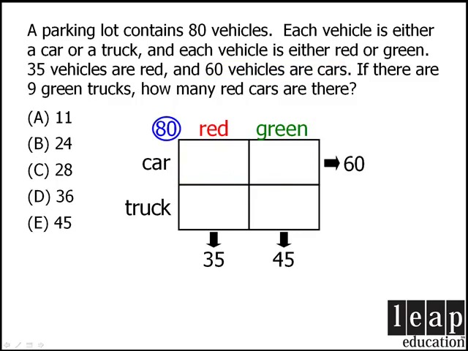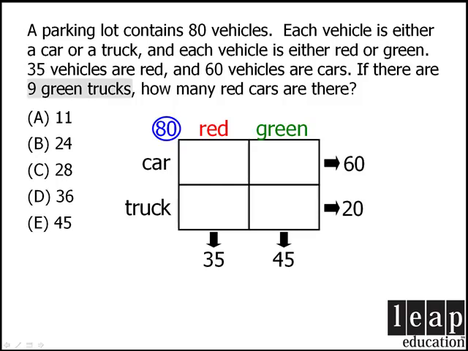Now, if we have 80 vehicles altogether and 60 of them are cars, we can conclude that the remaining 20 vehicles must be trucks. So we know that the sum of these two boxes must be 20. At this point, we cannot say how many vehicles must be placed in each of our four boxes. We only know the sums of the boxes in each row and each column. To fill each box, we now need a seed, and here it is.